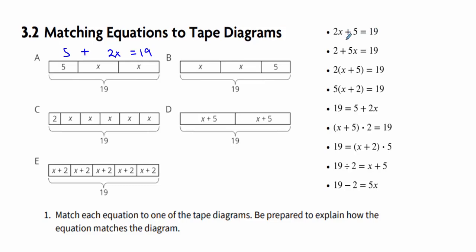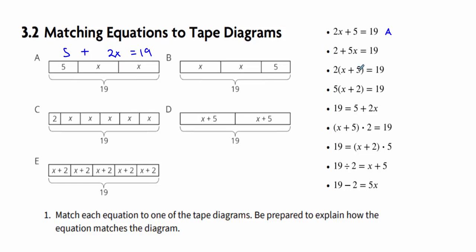That's pretty close. And since we have a commutative property of addition, we can switch these terms around and it's not going to make a difference. We could say 5 plus 2x is the same as 2x plus 5. So this one matches A. Then 2 plus 5 x's: we have 2 x's here, not 5, so that one doesn't match.